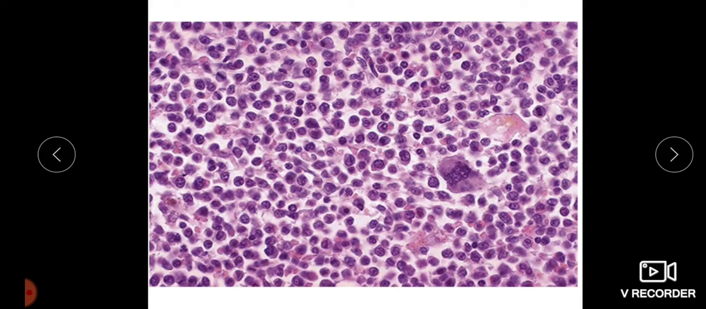You can see in this bone marrow biopsy, the normal marrow is replaced almost completely by these myeloblasts. These are the myeloblasts. AML is diagnosed when bone marrow biopsy reveals more than 20% myeloblasts. Here there are more than 20% myeloblasts, and you can see at least one megakaryocyte here.